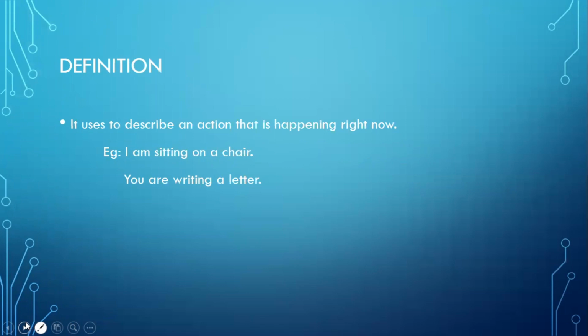Let's discuss the definition of present progressive tense. We normally use it when we describe an action that is happening right now. For an example, I'm sitting on a chair. You are writing a letter. So if you are writing a letter now, I can point at you, or I can say that you are writing a letter. If I'm sitting on a chair now, I can say that I am sitting on a chair because these things are happening now. I hope you have understood the definition.